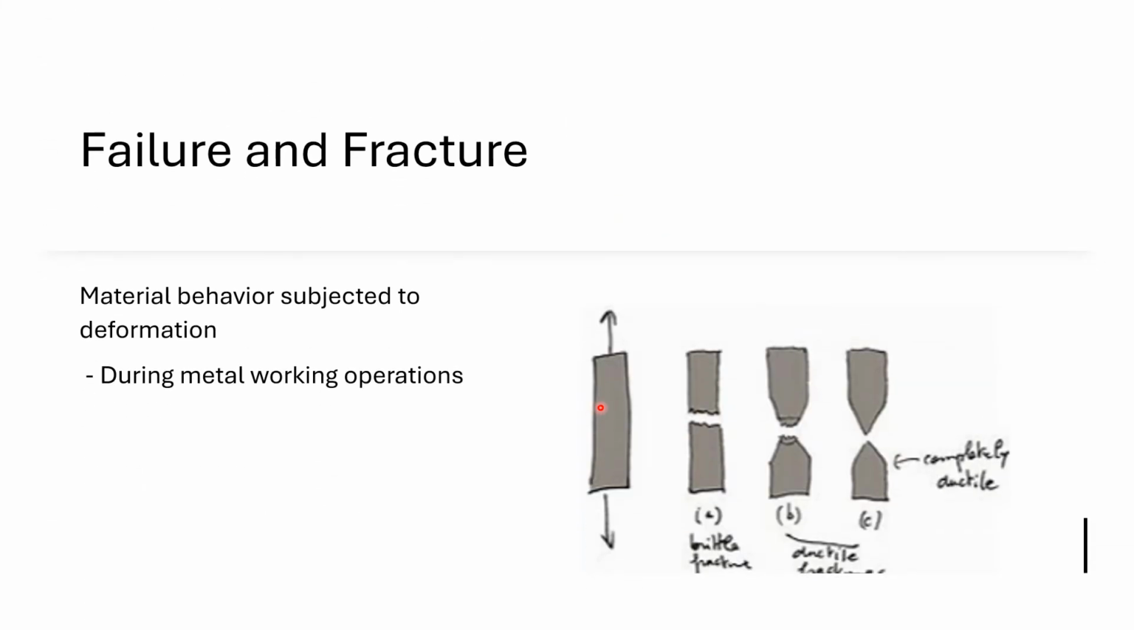Failure and fracture. That's just the material behavior subjected to, of course, deformation. If you have no deformation, you won't have failure or fracture. Since our textbook is dealing with a lot of metal in these first few chapters, during metal working operations, you can deal with these failure and fracture. They're just again deformations.